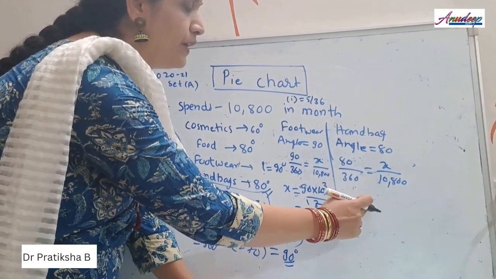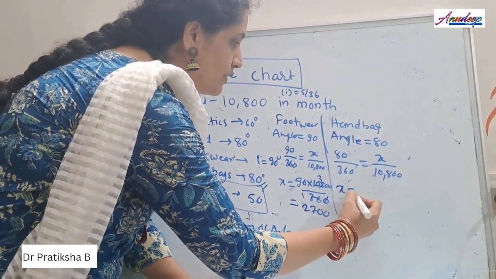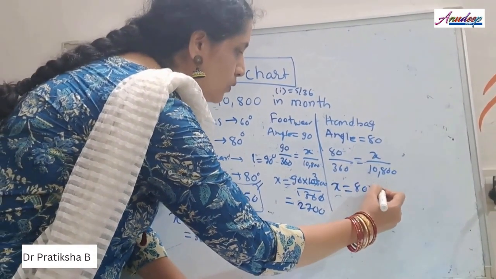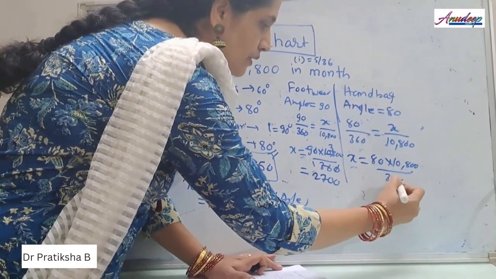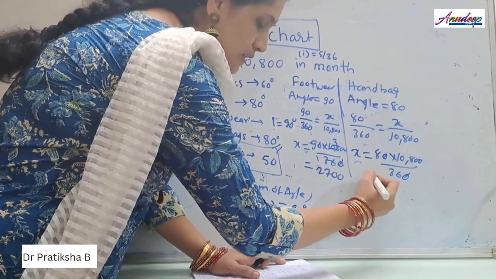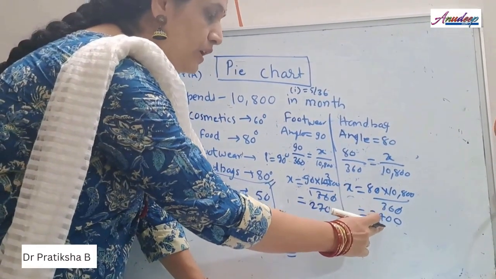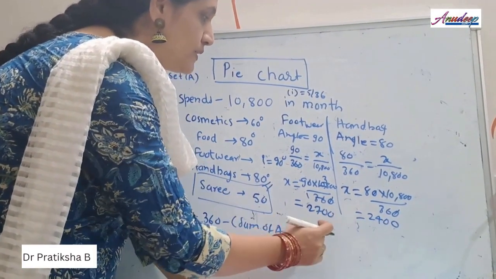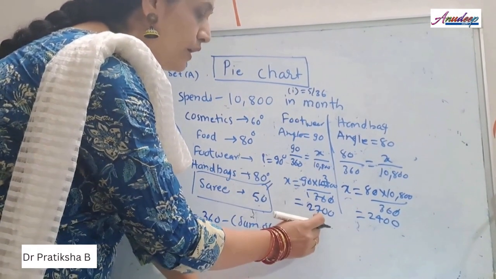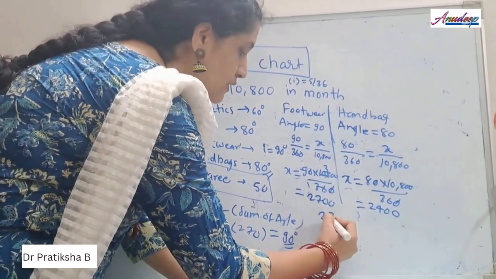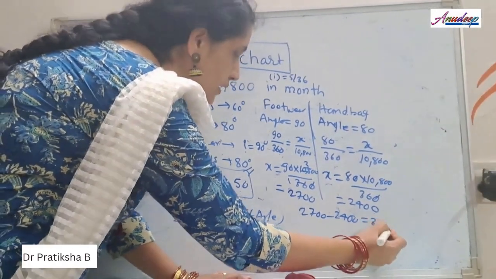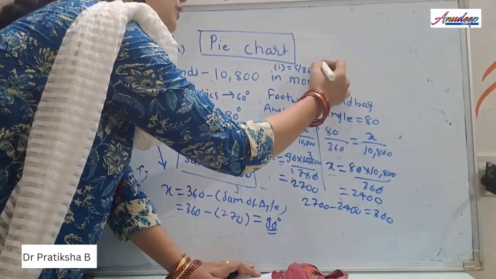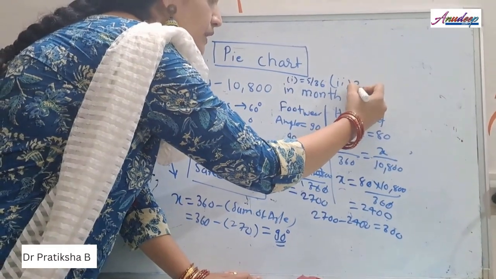Similarly, we can simplify for the handbag. x will be equal to 80 into 10,800 upon 360, and x comes out to be 2,400. So as you can see, she is spending more on footwear. And how much more is she spending? It is 2,700 minus 2,400, that is 300. So for the second sub question, the answer is 300.